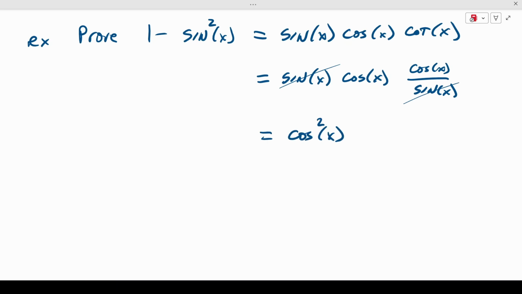That's pretty simple. Can I somehow make that look like 1 minus sine x squared? Well, I can, because we have the Pythagorean identity. Sine x squared plus cos x squared equals 1.